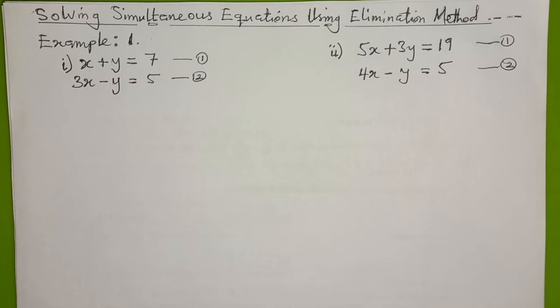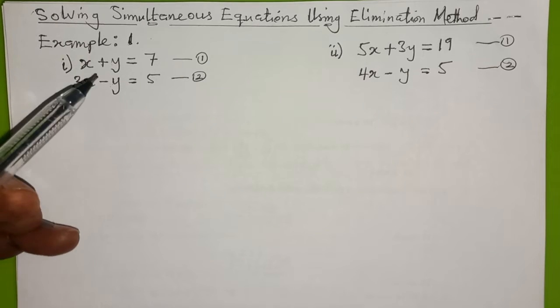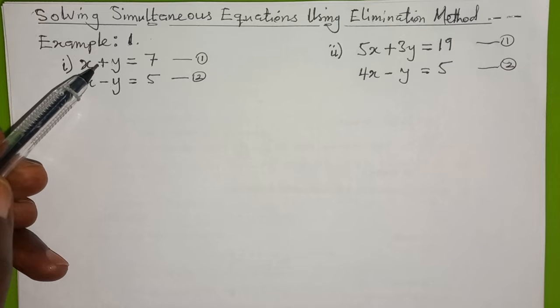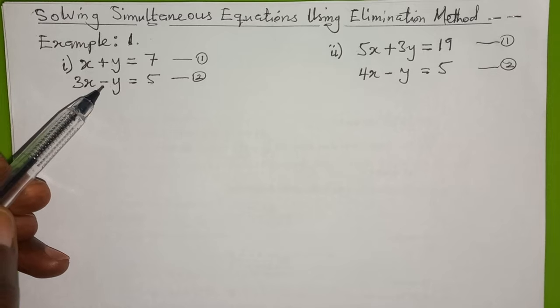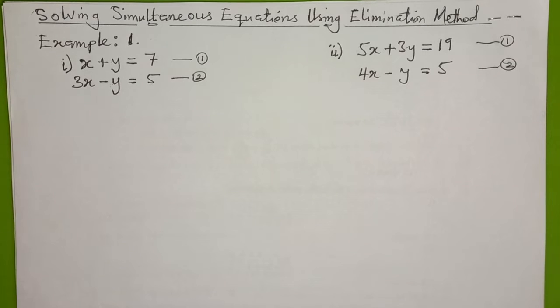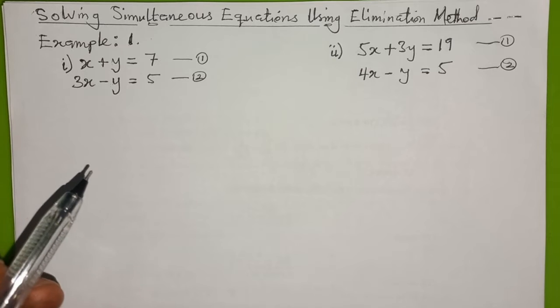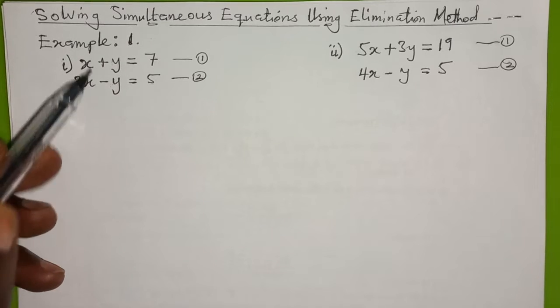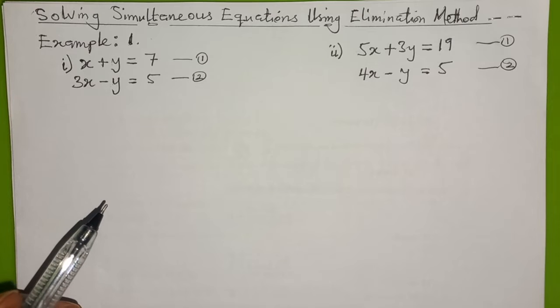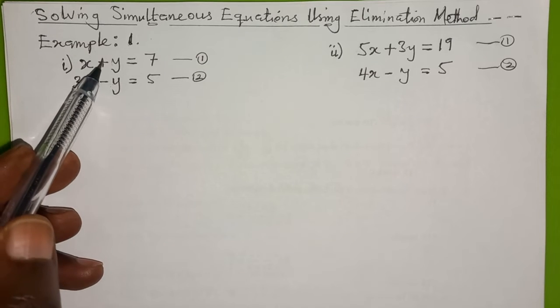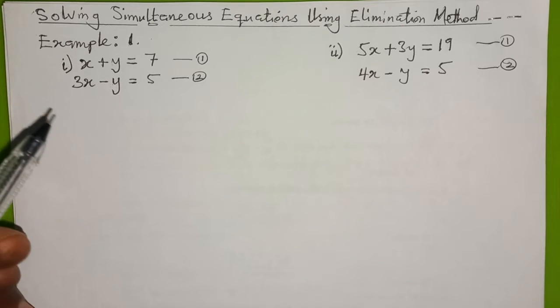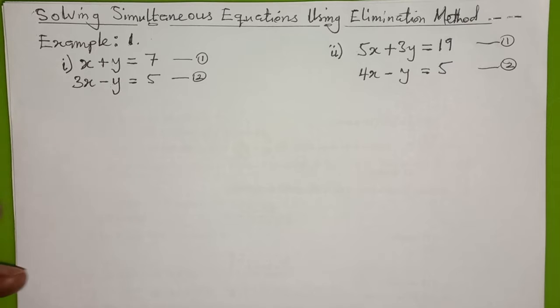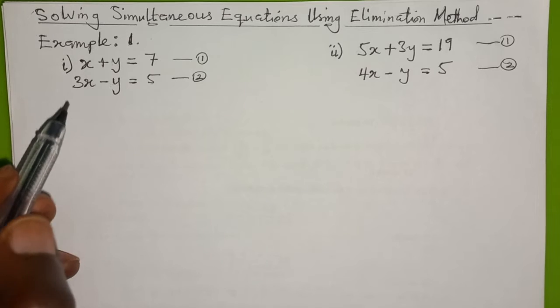So by doing so, we realize that the operations that we have in both equation 1 and equation 2 are addition and then subtraction in equation 1 and 2 respectively. So what we want to do is to add these two equations. When we add them, you realize that positive y plus negative y will go to 0. So at once we'll be able to deal with the y by eliminating it. So let us move ahead and solve the example.